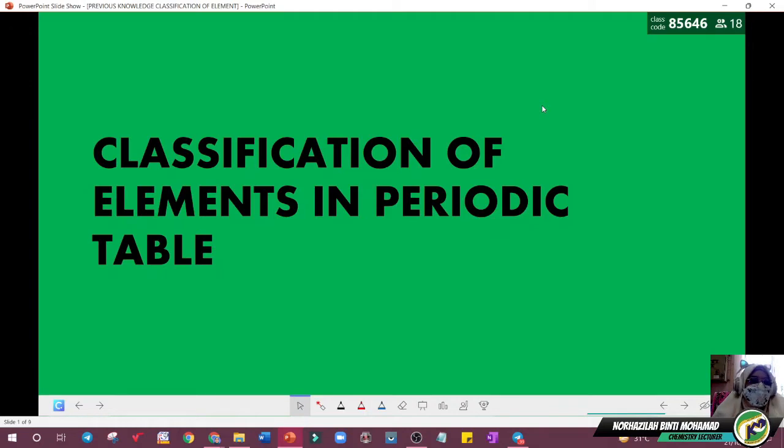So for today's lesson, we will enter a new topic, which is the periodic table. I have divided this topic into two. The first one is the classification of elements in the periodic table. The second one is we will discuss the periodicity. For today's lesson, I will cover only the classification of elements in the periodic table.